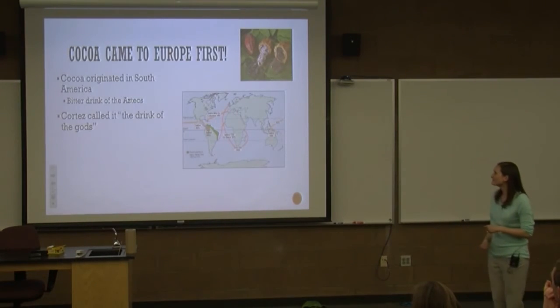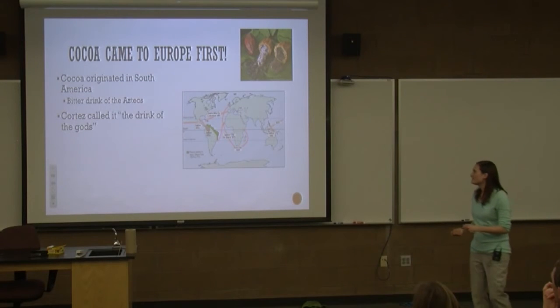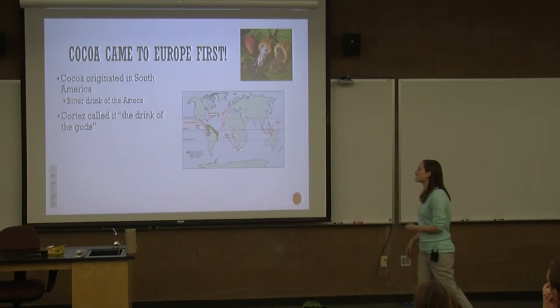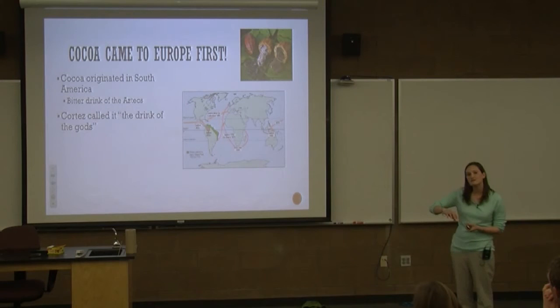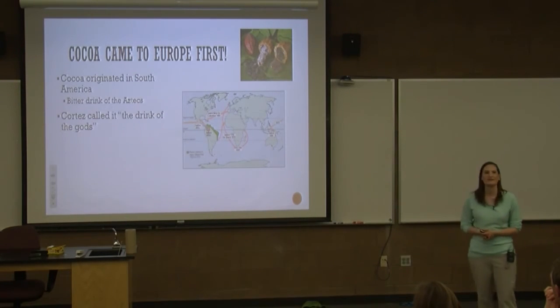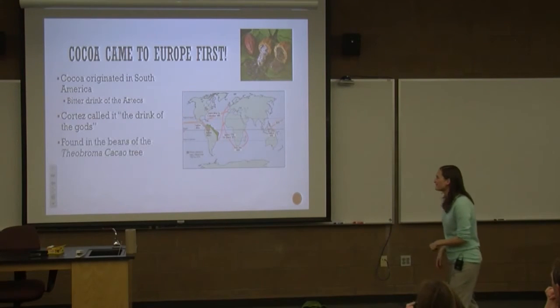Okay, and then a quick thing about chocolate. Cocoa came to Europe actually first, before coffee or tea. This originated in South America, from the cocoa tree. And cocoa, as we now call it, was a bitter drink of the Aztecs. Christopher Columbus actually brought it back with him to Spain, but they didn't realize its utility until Cortez drank it in the court of Montezuma II, and he called it the drink of the gods. It didn't taste very good at that time, I do not believe, but the caffeine effects were apparent.